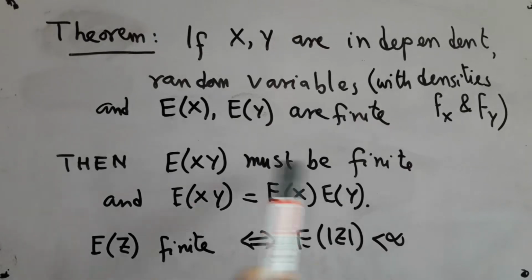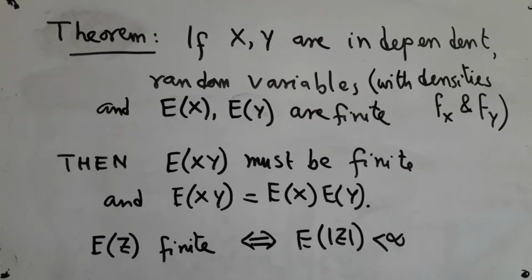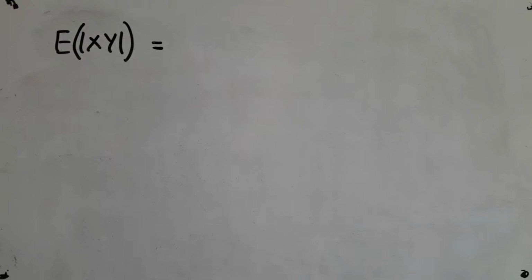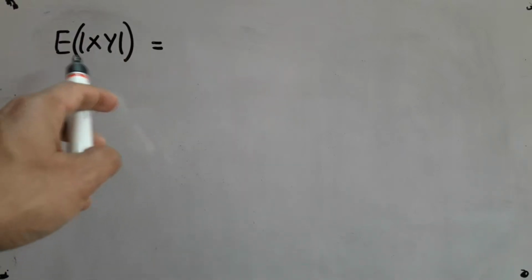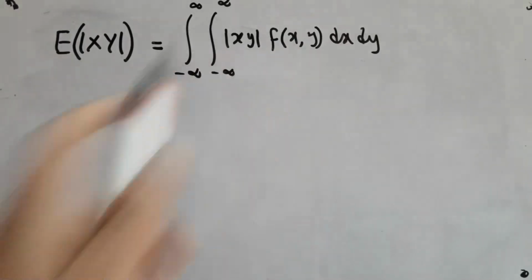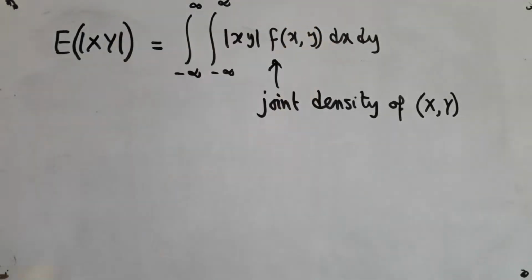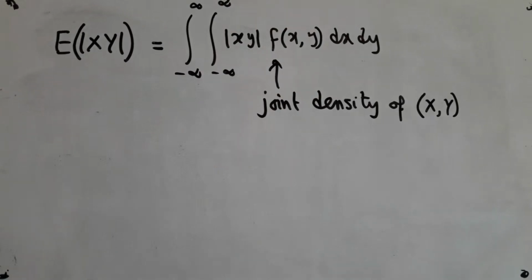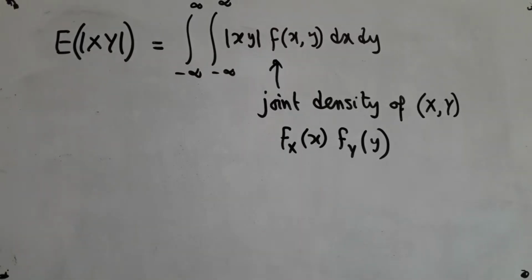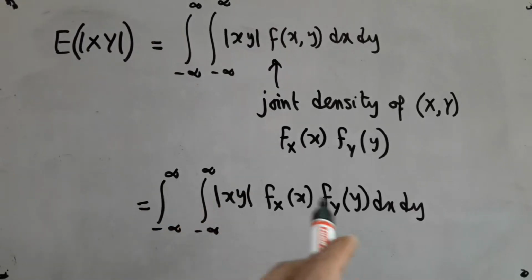In order to show that this must be finite, what we shall show is expected value of absolute XY is finite. Now expected value of this being non-negative, here I can use that integral formula where this is the joint density of XY. Now because I know that X and Y are independent, so I know that the joint density exists and is equal to fX(x) times fY(y). So this integral becomes integral of mod xy times fX(x) times fY(y).